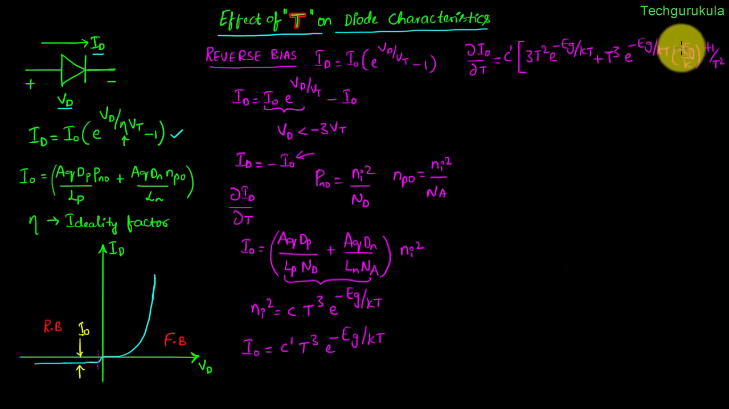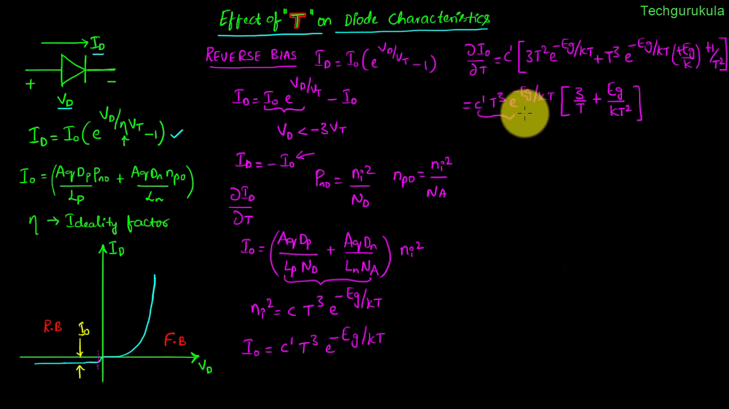So minus minus cancel. We can rewrite this expression as C prime, taking T cube and e power minus Eg over kT as common. Then we will have 3 over T plus Eg over kT square. And we know this quantity is nothing but I0. So we can rewrite this again as I0, and let me take the T outside. So we have I0 over T times 3 plus Eg over kT. This is for del I0 over del T.